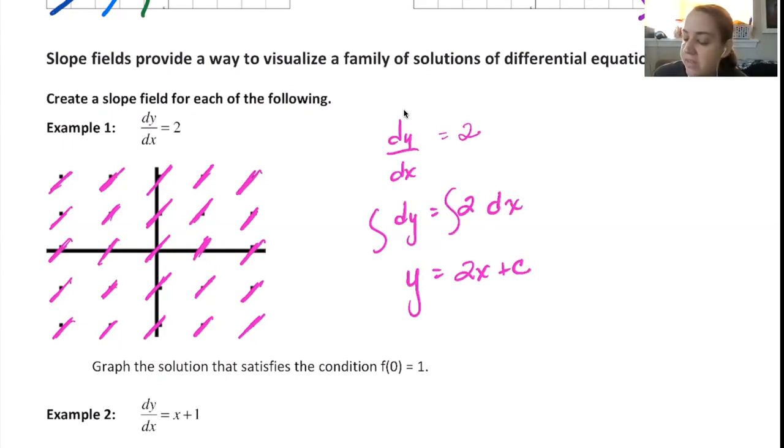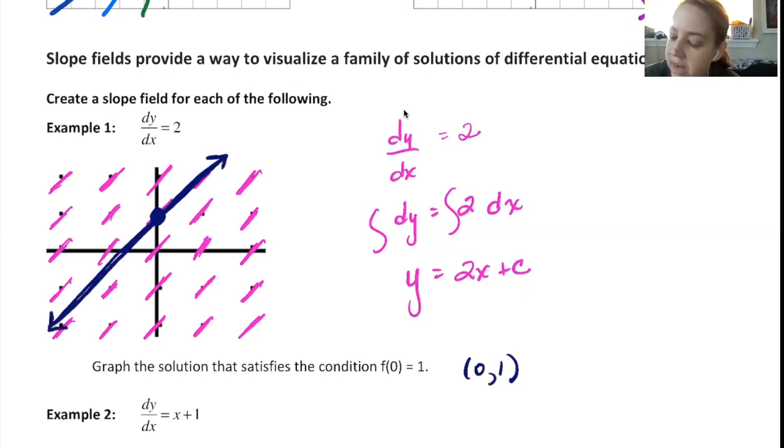Oh, and the second part, graph the solution that satisfies the condition f of 0 equals 1. Remember, this notation is the ordered pair (0, 1). So you go to the point (0, 1), which is right 0, up 1, and you want to draw or graph that solution. So you follow the slope field, and you draw in that line. Now my slope of 2 should probably be a little bit steeper than I drew it. That's looking like a slope of 1 to me. But that's what you do. You find the point indicated and sketch in the rest. The slope field will show you where to go.